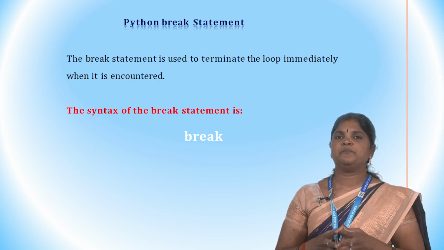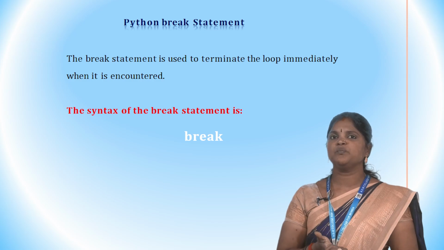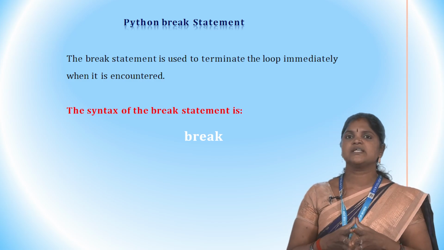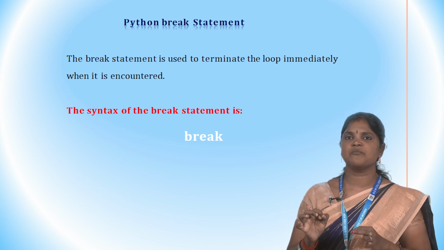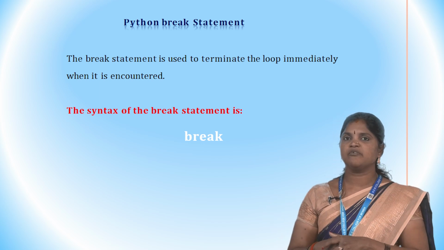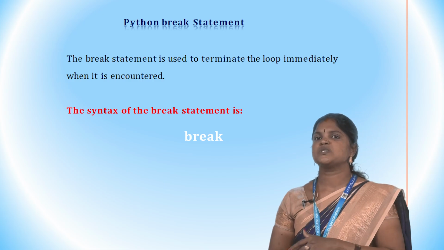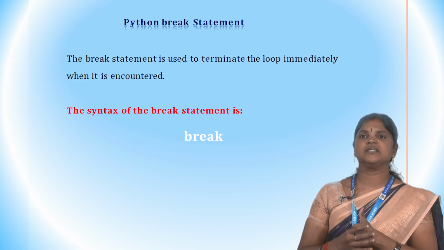Python break statement with while loop. We can also terminate the while loop using the break statement. For example, i equal to 1, while i less than or equal to 10, print 6 times i. If i greater than or equal to 5, break, i equal to i plus 1. Output is 6, 12, 18, 24 and 30.